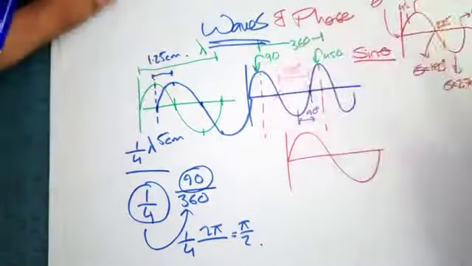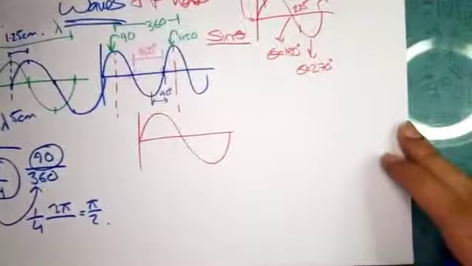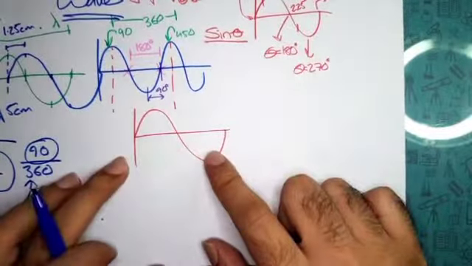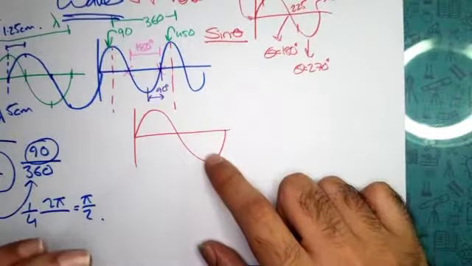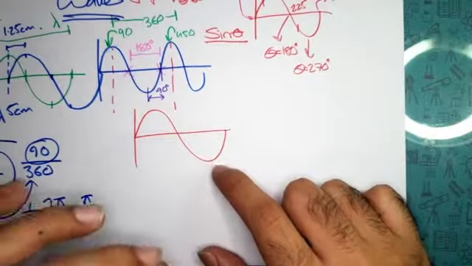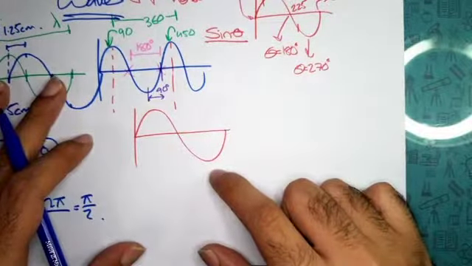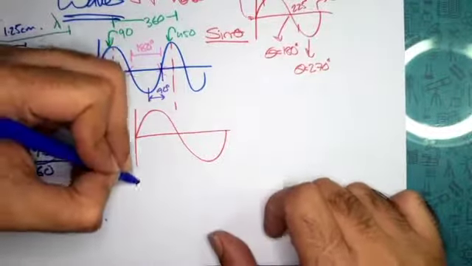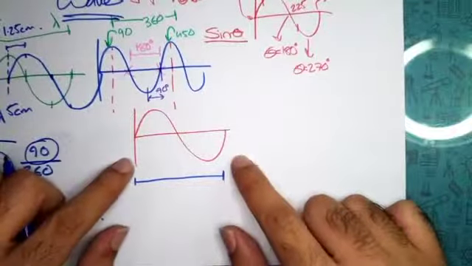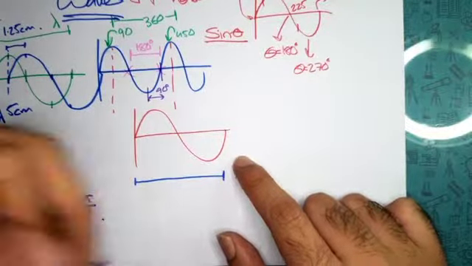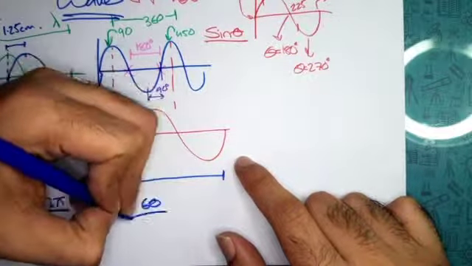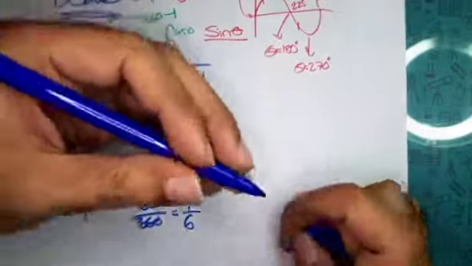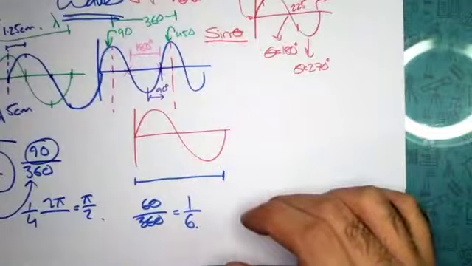Good. Now let me tell you about something a little more complicated. So this wave, let's give it a phase difference. Let's draw another wave on it with a phase difference of 60 degrees. So how much do you think that would be of the entire length? 1/6. Excellent, because 60 divided by 360 is 1/6. So 1/6 of lambda.